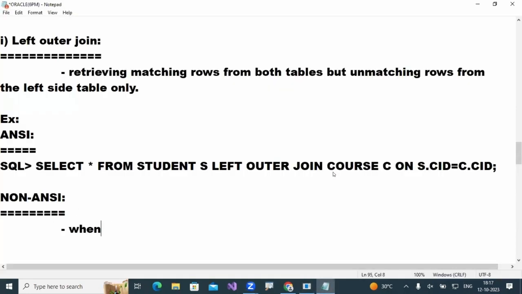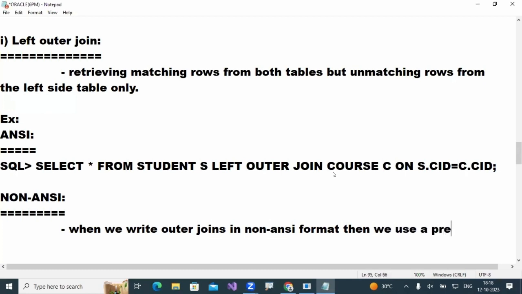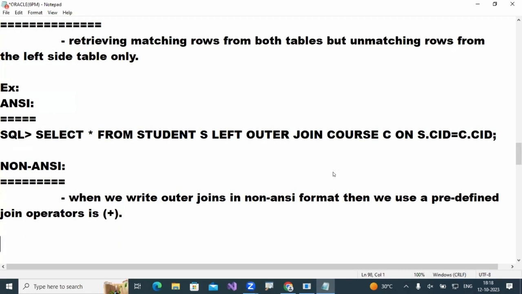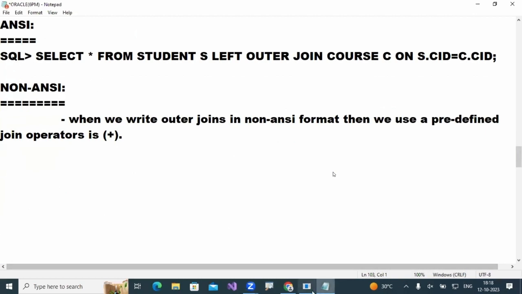Now write this down. When we write outer joins in non-ANSI format, then we use a predefined join operator, which is open your brackets, plus, close. So this is compulsory, we should use it.